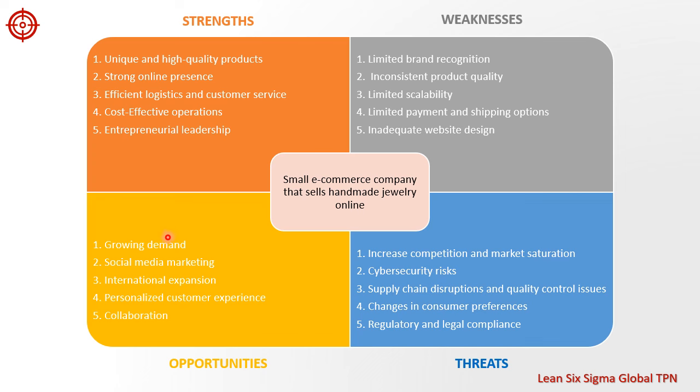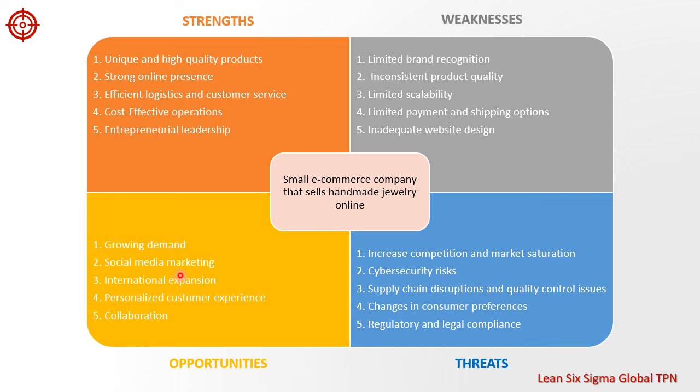Okay, so number 3 is international expansion and diversify product lines. So the company can explore new markets and expand its customer base by offering international shipping and localized product lines that cater to the cultural and aesthetic preferences of different regions. For example, the company can create a line of jewelry inspired by different cultural traditions or collaboration with local artisans to offer unique and authentic products.